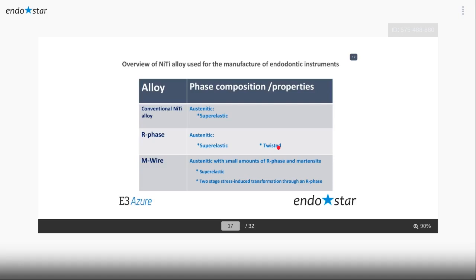Many researchers say that the twisted files keep the integrity of the nickel titanium wire and reduce the micro cracks in the file, so it can resist cyclic fatigue. But it's not applicable in all cases, but this is one of the generations.